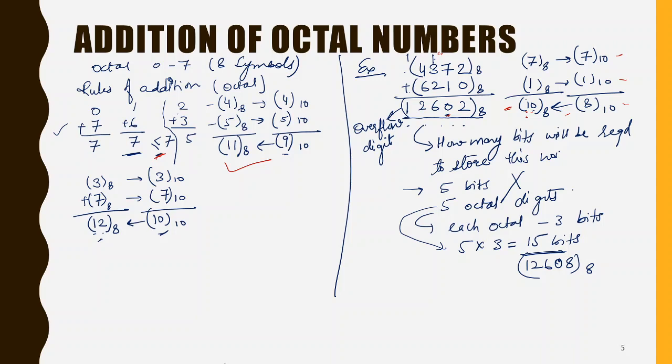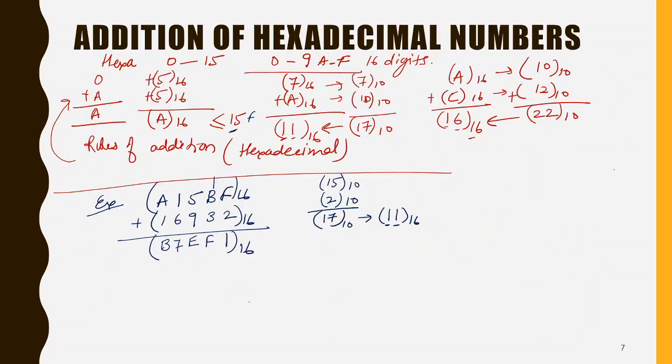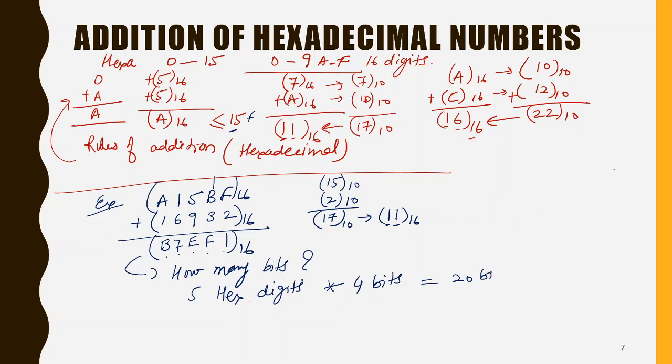Can you give the answer of this question? How many bits are required to store this? If I ask you how many bits are required, now you can give the answer easily. There are one, two, three, four, five hexadecimal digits, and you know that every hexadecimal digit requires 4 bits. So 20 bits are required to store this 5 digit hexadecimal number.